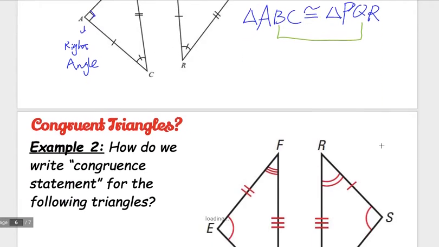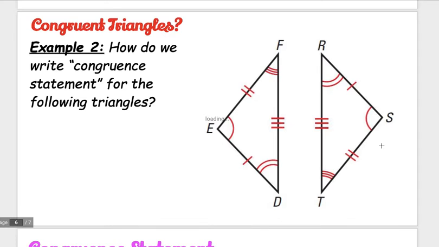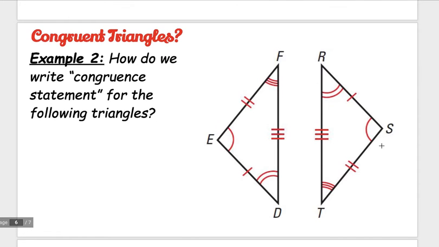Let's try another one, and this time again, if you need a little bit of assistance for the previous one, this one you can definitely try on your own. As we mentioned, check the marks. Different marks indicate all three sides are congruent, matching to the other one, and all three angles are congruent to the other triangle's three angles.